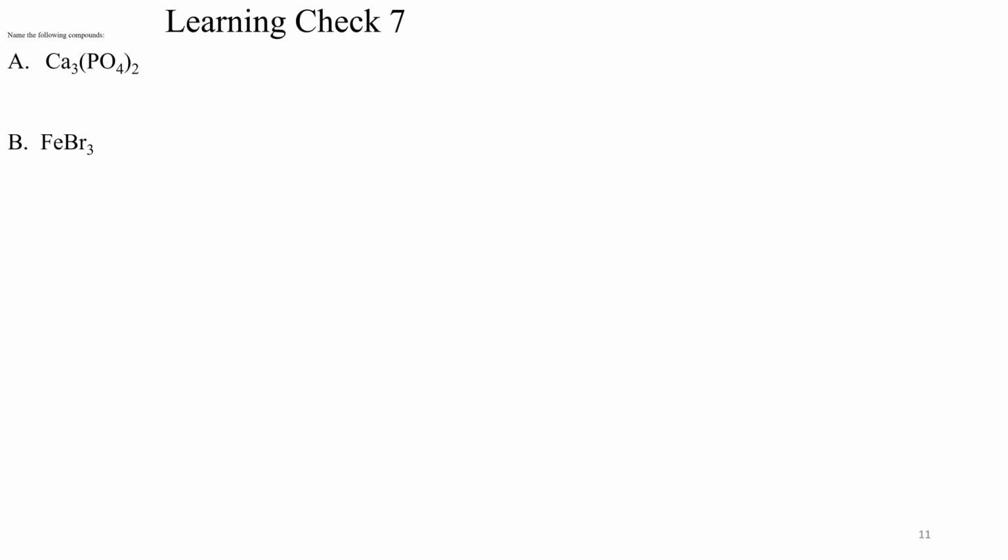Name the following compounds: calcium phosphate. So pretty easy. It's group 2A, so not much thinking involved. PO4 is a polyatomic ion. Once you memorize those, this will be really easy to recognize. FeBr3, this is not group 1A, 2A, or 3A, so I do need to crisscross. Br does have a -1, so just iron 3 bromide.